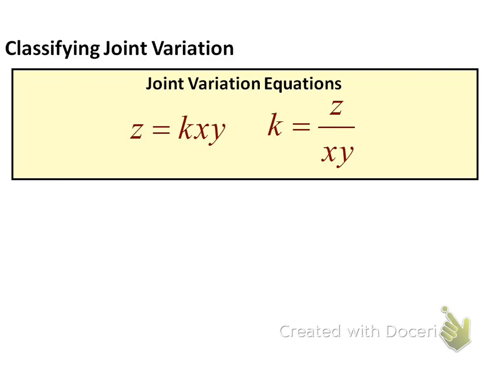Now that we're looking at joint variation with three variables, when the z is by itself, it's your k, which is your constant, times the xy. Or if you're solving for that constant k, it'll be z over xy, or z divided by x times y. Any questions on these?